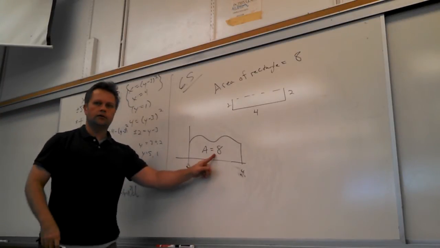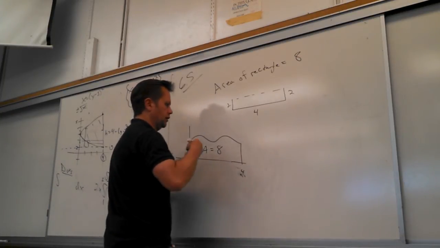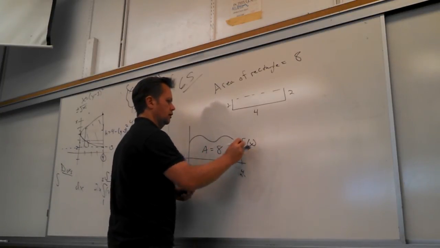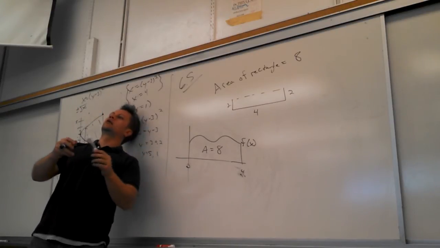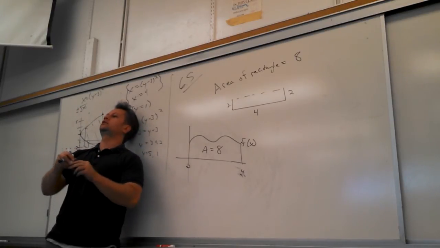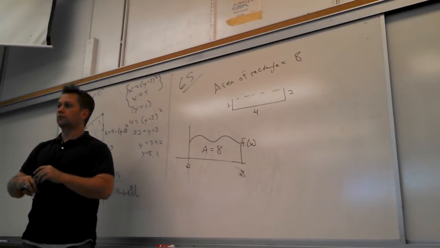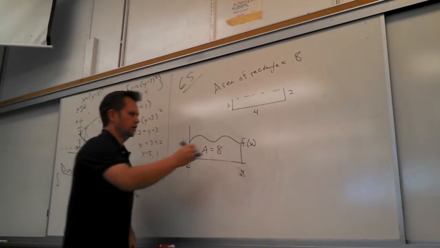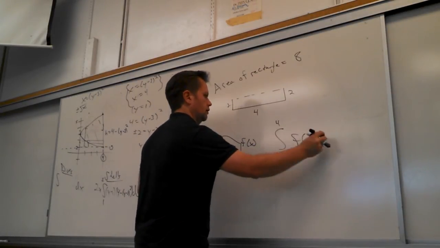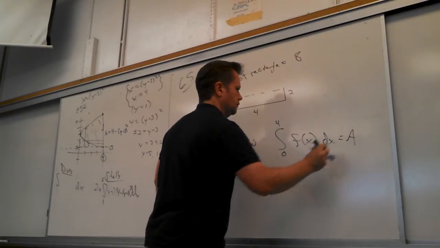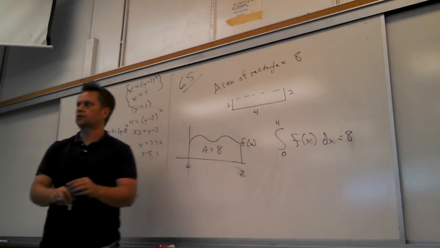So how do I calculate this area? If I'm given the function f of x, what would I do to f of x to get the area from A to B? Say the magic word. Integrate. That would be the area, right? That would be 8 in this case. Is that cool? All right, so that's what that's saying.